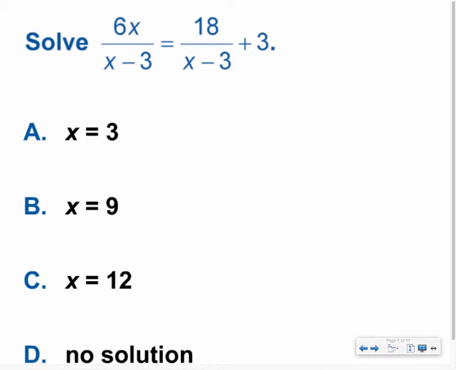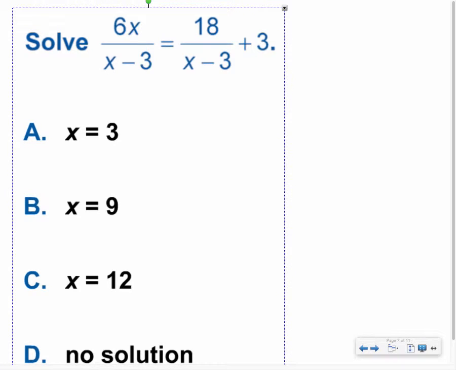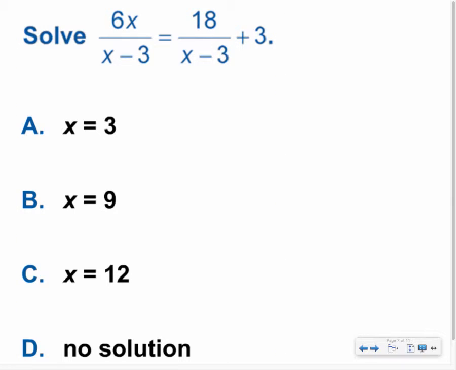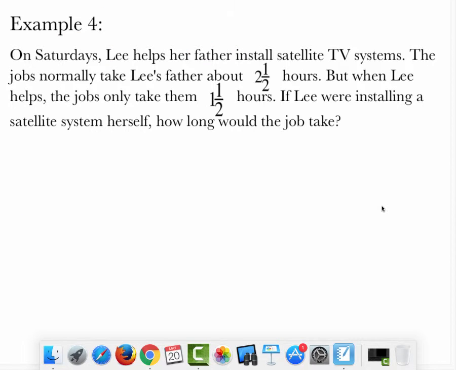It is your turn. See if you can figure this one out. Hopefully you ended up with letter D, or no solution. No solution. Let's take a look at our next example.